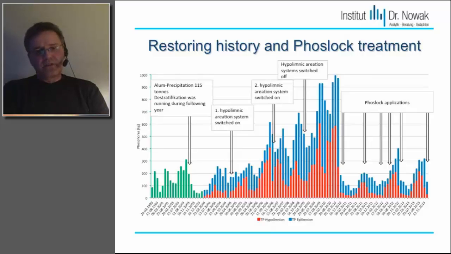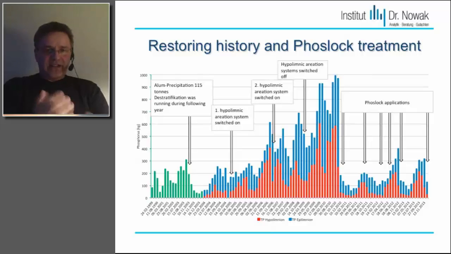But during the following summers, we had additional phosphorus in the water body, in the deep water areas. We added some small amounts of Phoslock to reduce this additional phosphorus. And the question was, where is this phosphorus coming from? Is it an external source, or is it an internal source that is responsible for the additional phosphorus?